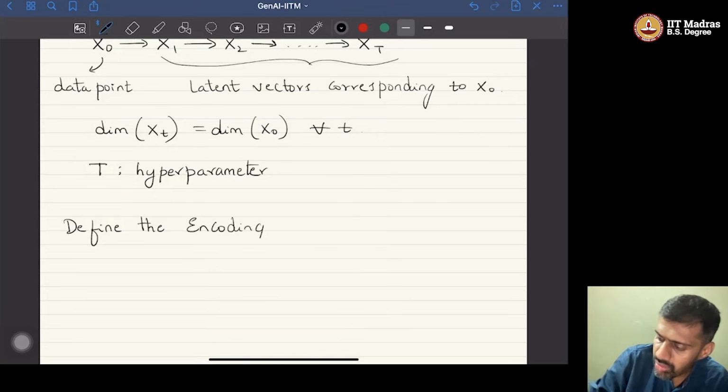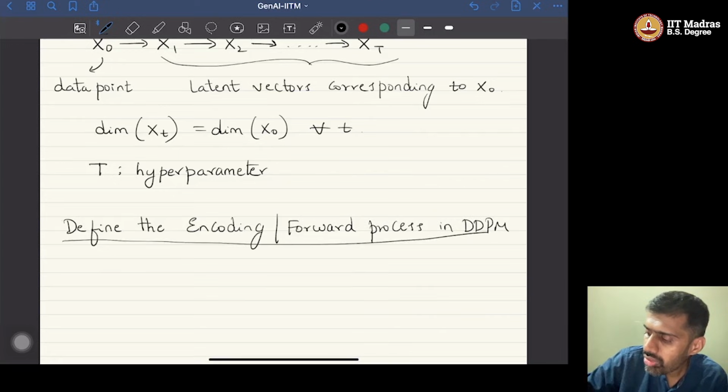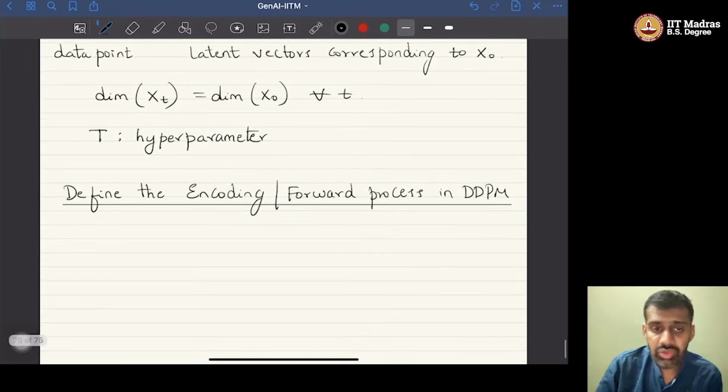Let us define the forward process in a DDPM. Okay. Now, what does the forward process do? It starts from the data space and then projects the data space onto the latent space. What is done in a DDPM is that the forward process is defined as follows using these equations.